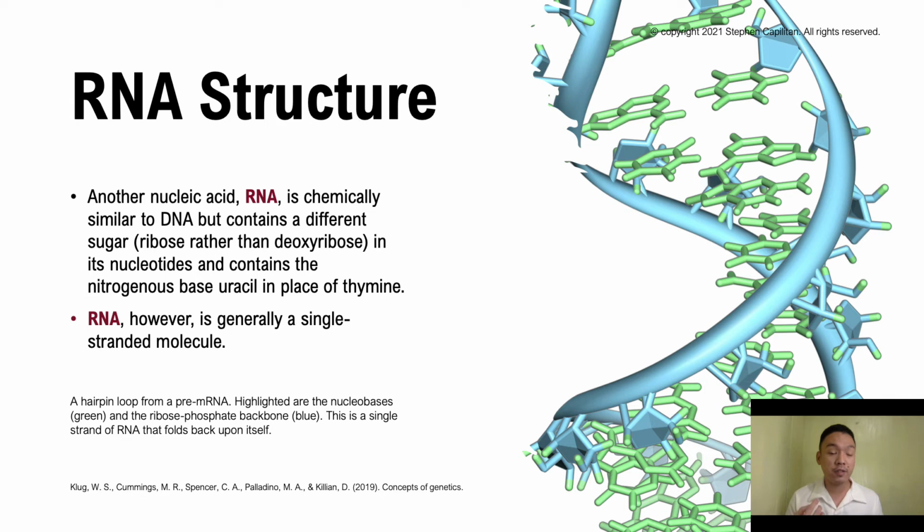Another genetic material that was discovered is RNA. It's another nucleic acid which is chemically similar to DNA but contains a different sugar. It's ribose rather than deoxyribose, and its nucleotides contain the nitrogenous base uracil in place of thymine. RNA is, however, a single-stranded molecule. You can see a hairpin loop here from a pre-mRNA. Highlighted are the nucleobases, in green, and the ribophosphate backbone, in blue, and this is a single strand that folds back upon itself.